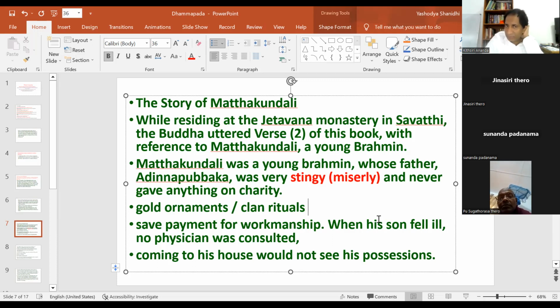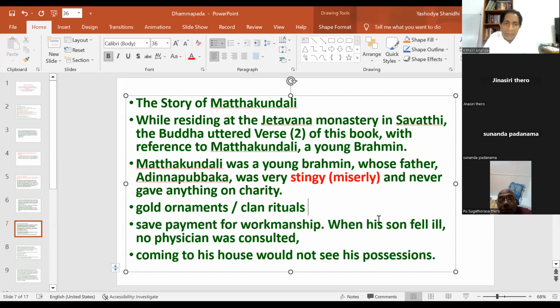He made it himself, as it was a clan ritual, a family ritual, because he didn't want to make any payment for the workmanship. So he himself hammered a gold coin and made a hole, put a thread in between, and made a necklace out of that. That's how he saved money. Then we can understand how stingy he was, how miserly he was.